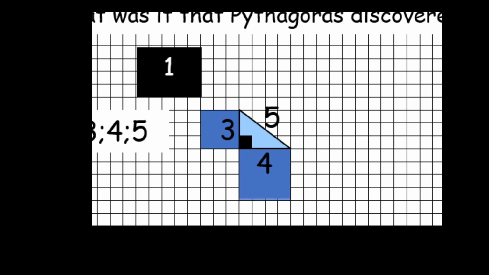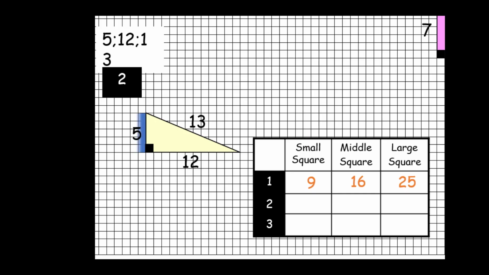On the side of 4 units, we form a square with 16 little squares. And the hypotenuse, 25 squares. So the small square is 9 square units, the middle square is 16 square units, and the large square 25 square units. Let's test a bigger triangle.